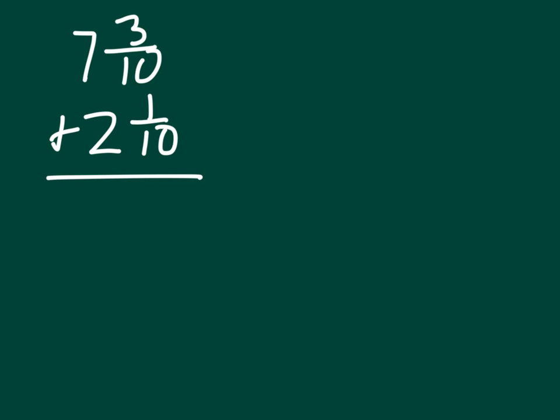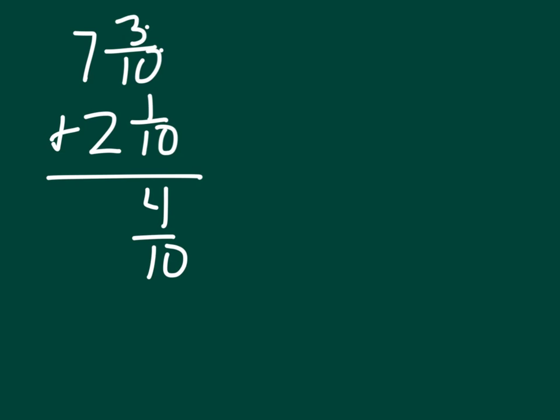Let's say we have 7 and 3/10, and we would like to add that to 2 and 1/10. First thing we need is like denominators. And if you look here, we have a 10 as a denominator and a 10 as a denominator. So the hard part is actually done for us. We already have a common denominator. So therefore, we start with our fractions and we do 3/10 plus 1/10 gives us 4/10.